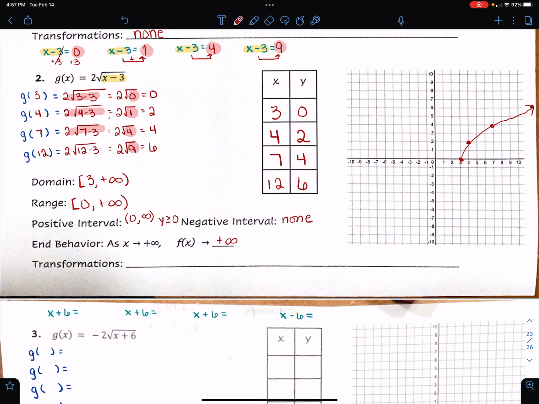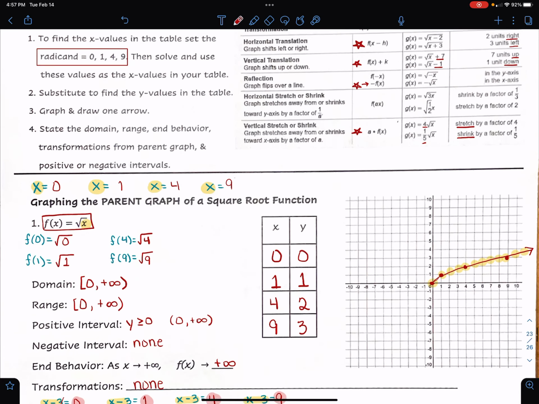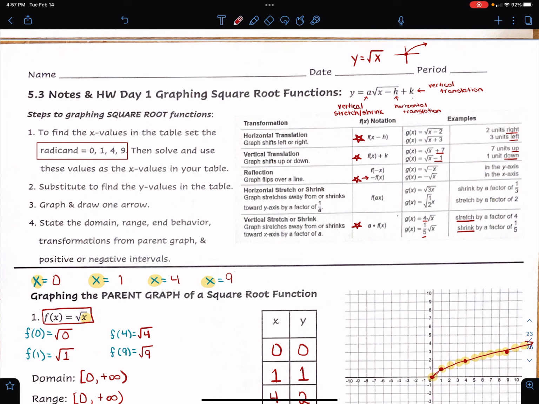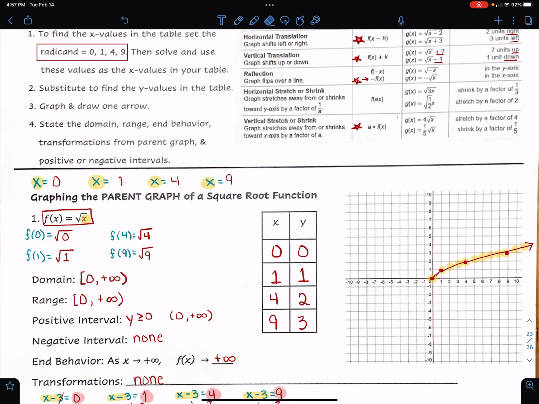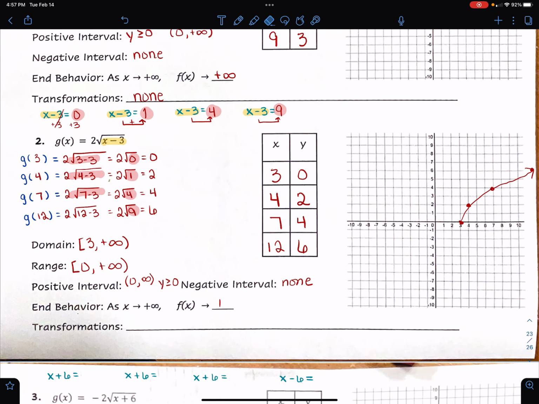Transformations. So I have this 2 right out front. When I go back up and look at the table and see where I see a 2 in front of the radical, a number in front of the radical would be one of these two here. So 2 is a number larger than 1, so this is going to be a stretch by a factor of 2. So a vertical stretch by 2.